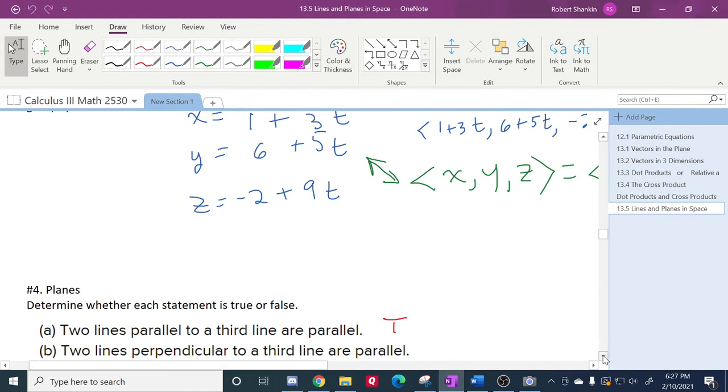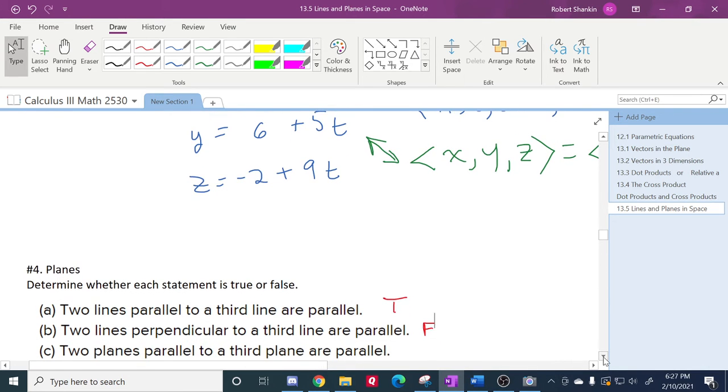let's go to the next one. So this one is false. Two planes parallel to a third plane are parallel.